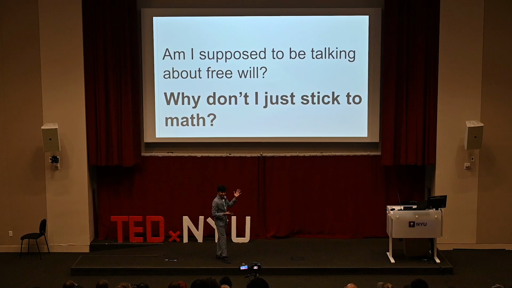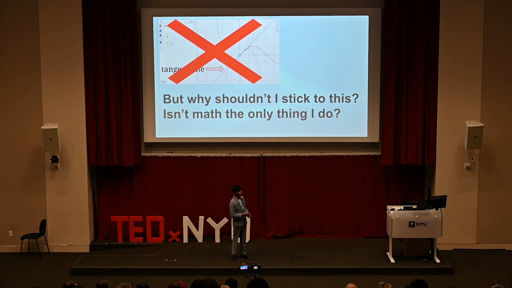So, am I supposed to be talking about free will right now? No, I'm supposed to be explaining the intuition behind the Taylor series for sine. You know, you start with x, you subtract x cubed over 3, and you add x to the 5 over 5, and so on and so forth. But I'm not talking about that. I'm talking about free will.